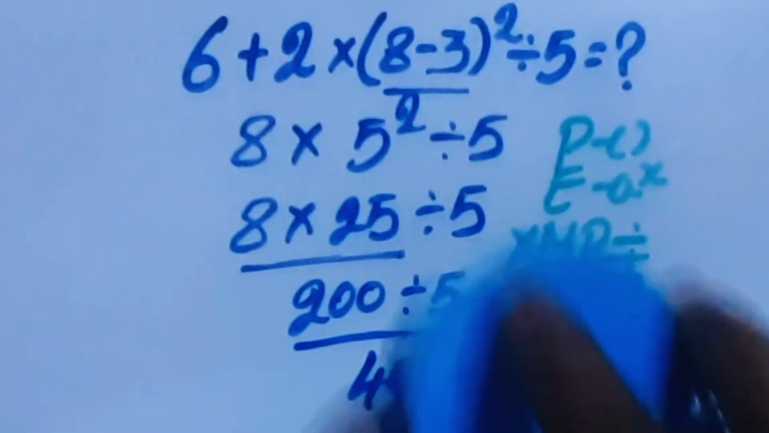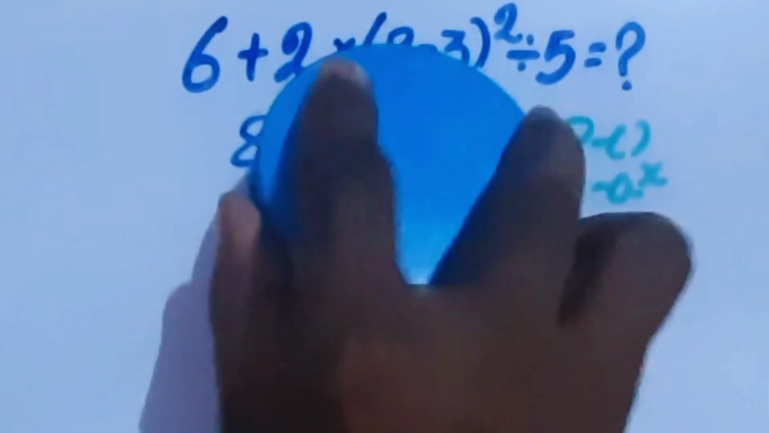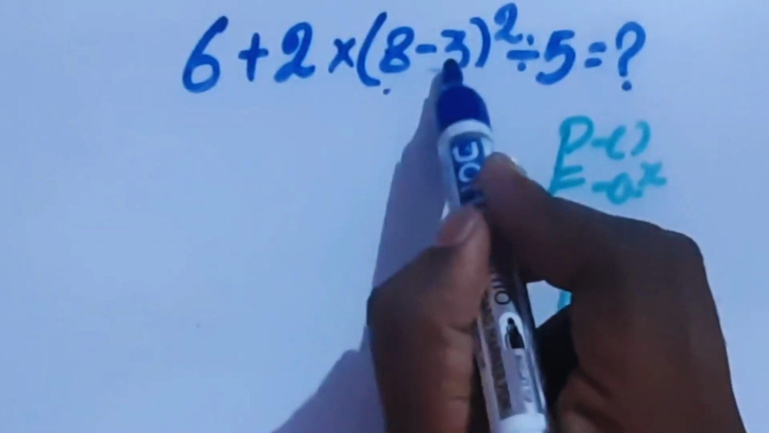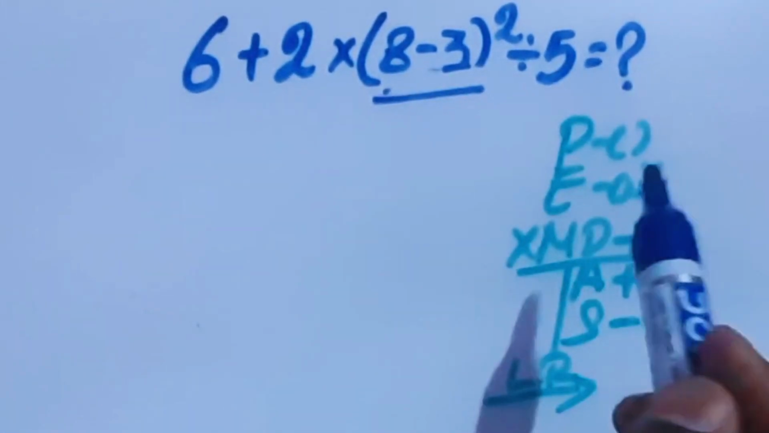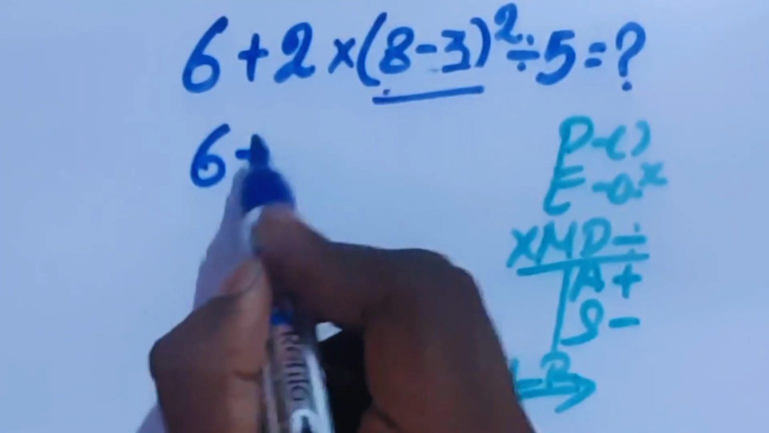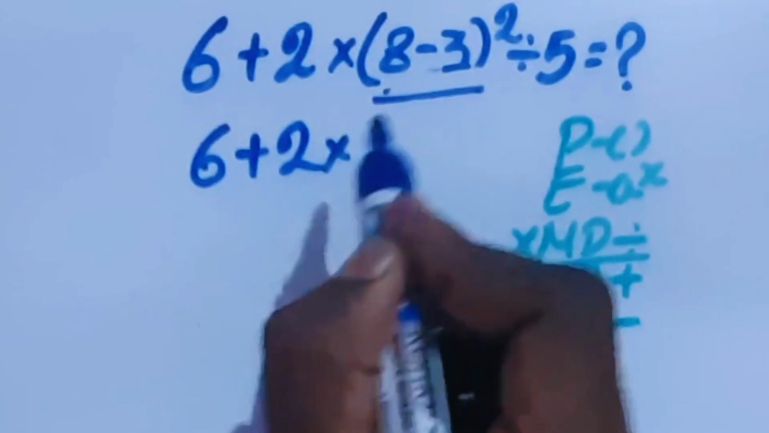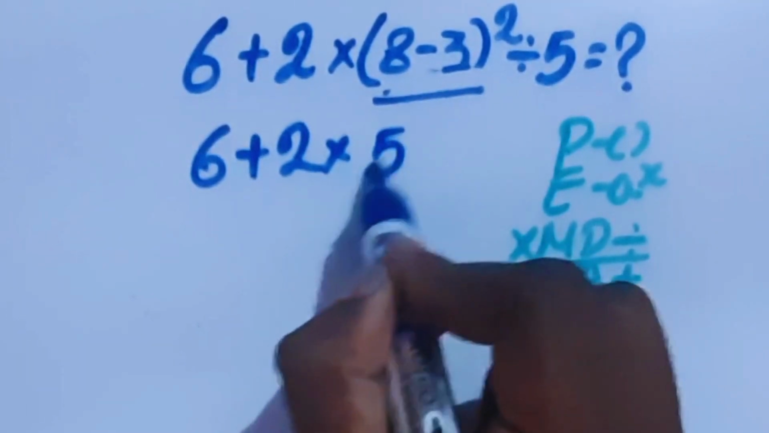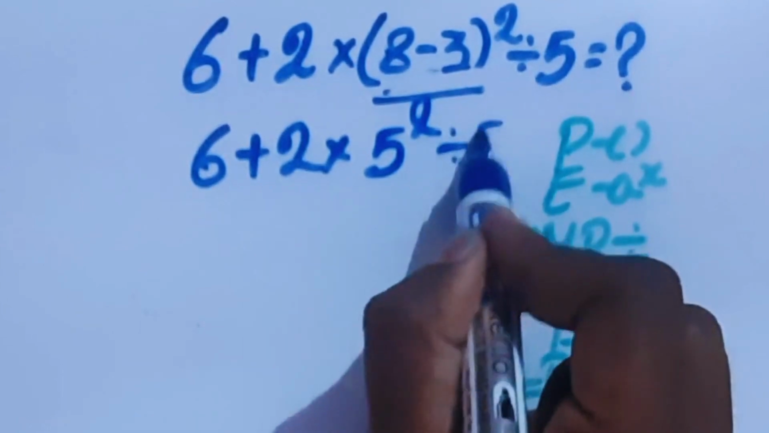Now we are going to solve this problem the correct way by using the order of operations PEMDAS. As per PEMDAS, the bracket is higher priority than other operations, so we have to do the bracket before any other operation. So 6 plus 2 times, here 8 minus 3 is 5, squared, divided by 5.